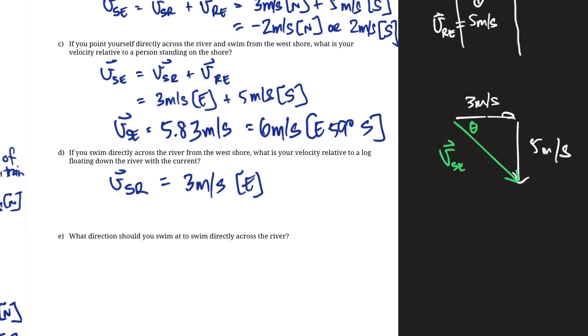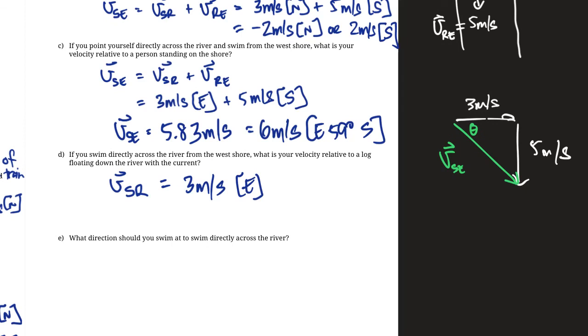Now here comes the thinking question. What direction should you swim at to swim directly across the river? So I'm just going to draw another quick sketch here. We know if we were to try to swim directly across the river, we'd end up downstream, right? If we started here and we swam directly across the river, we'd end up downstream. But is there a direction we can angle ourselves so that when we start swimming across the river, we're going to end up going directly across the river?